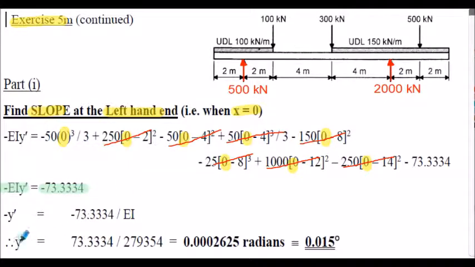Rearranging for y dash, don't forget y dash is the slope. We find that's the 73.3 recurring divided by our EI, which we calculated previously, of 279,354. That gives us a value in terms of radians, which I've converted also into degrees. So a very small rotational angle, 0.015 degrees.